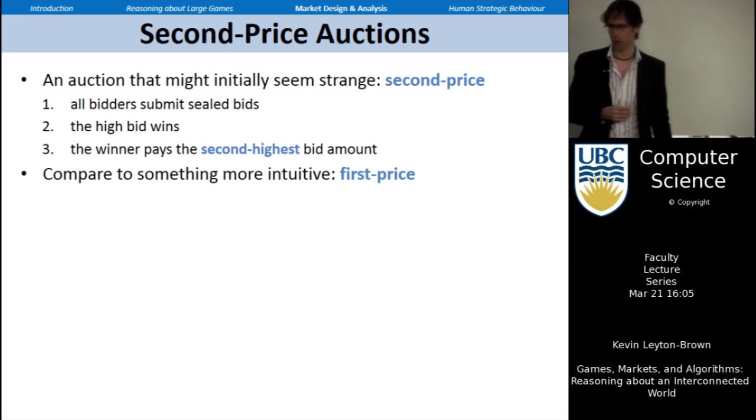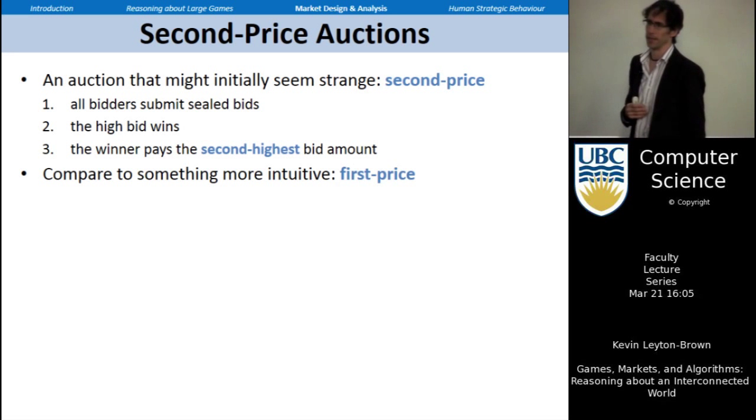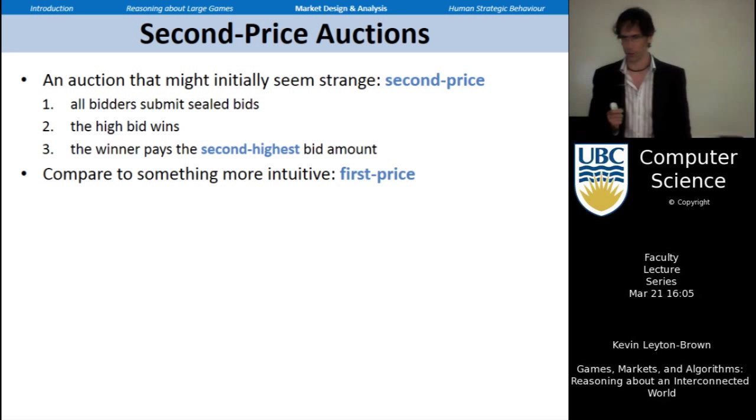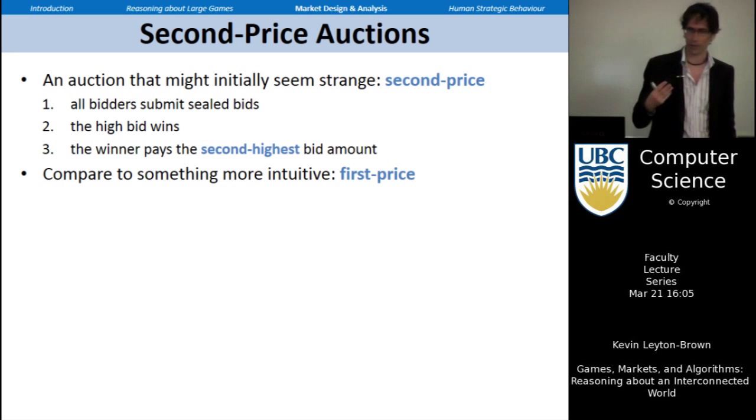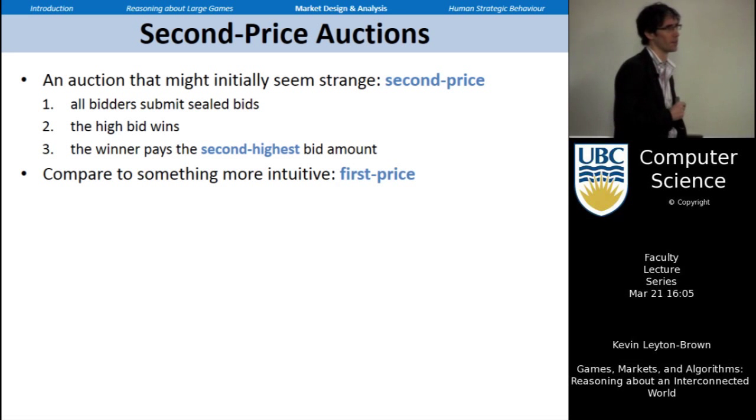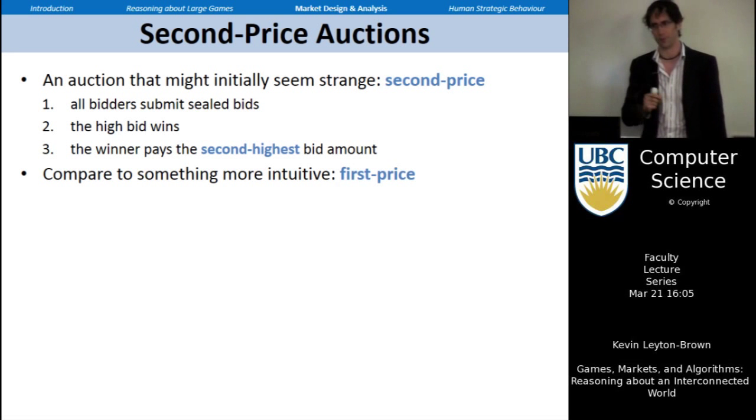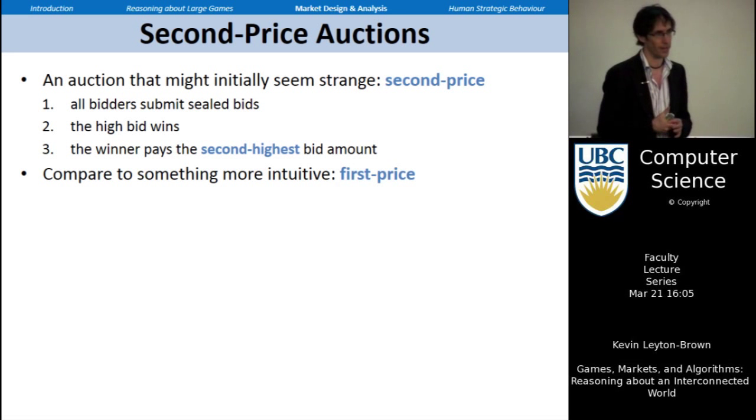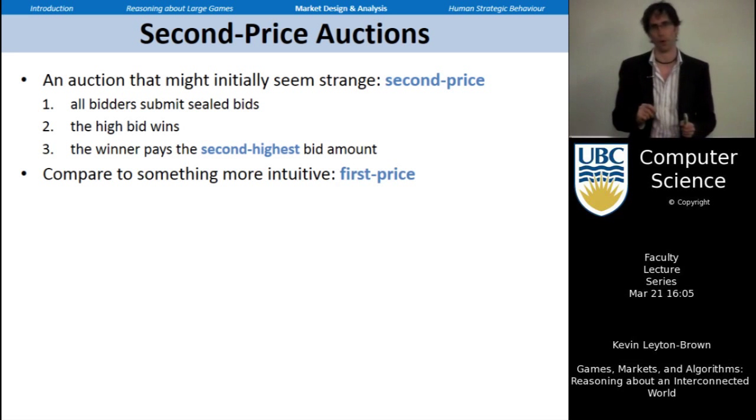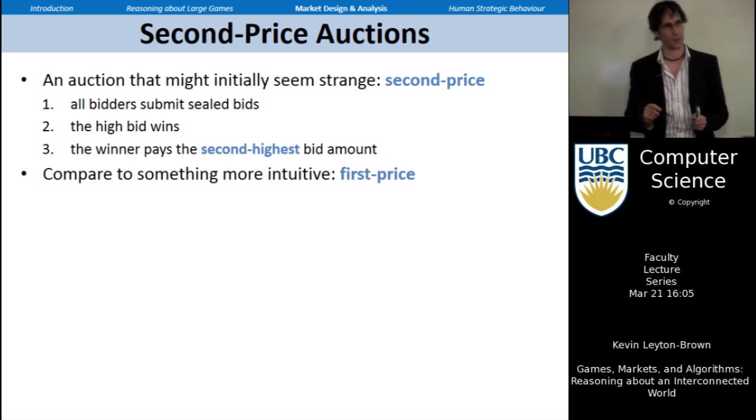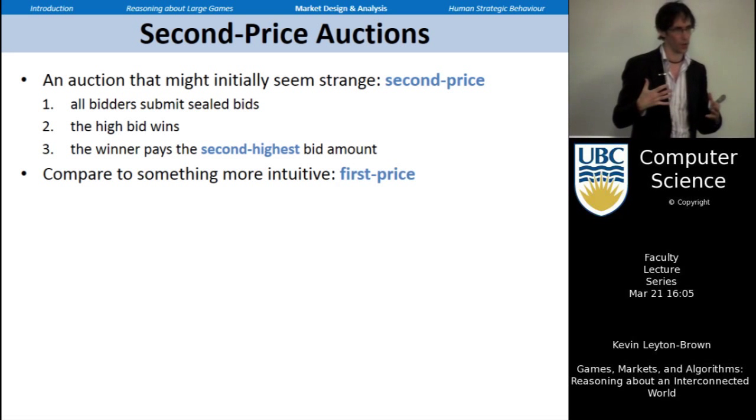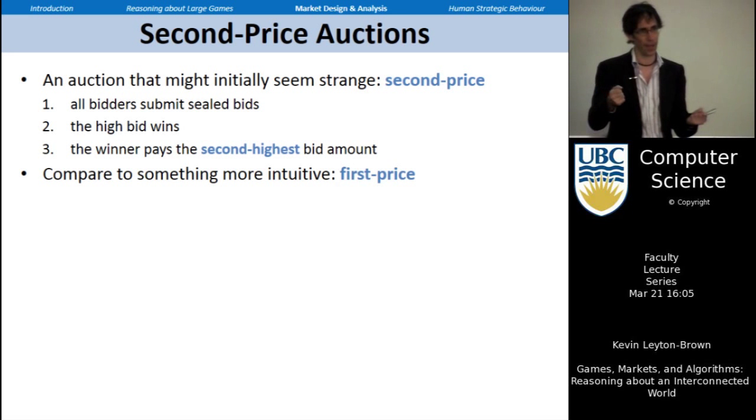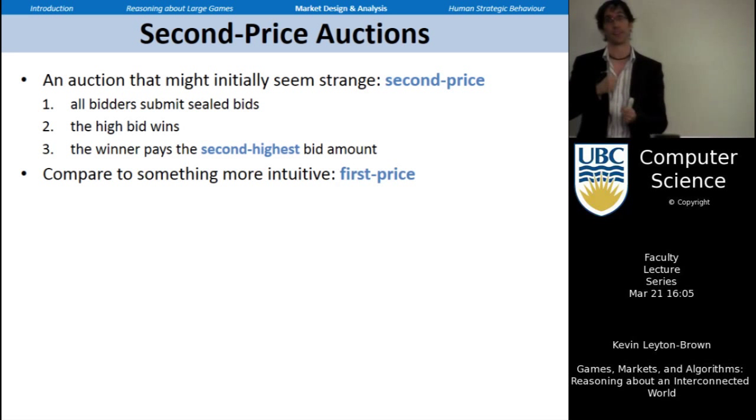So here's an auction that is particularly important to think about, although it might initially seem strange. It's called a second price auction. And let's contrast it to something you might be more familiar with, which is called a first price auction. So in a second price auction, everyone submits a sealed bid. So everyone writes down on a piece of paper, I'll pay you $5 for the grilled cheese sandwich. The seller gets all of the pieces of paper, opens them up, and finds the highest one, and decides that's going to be the winner.